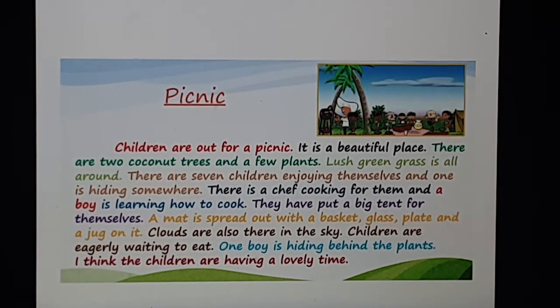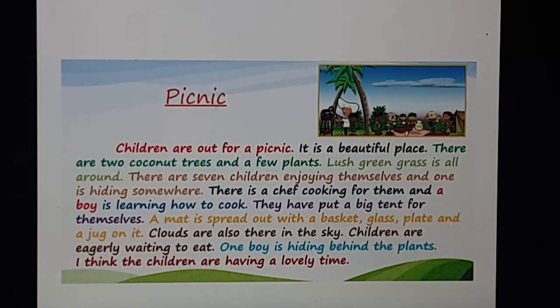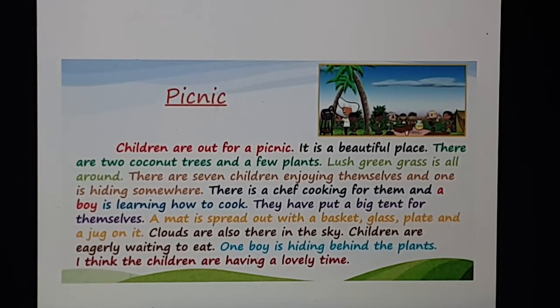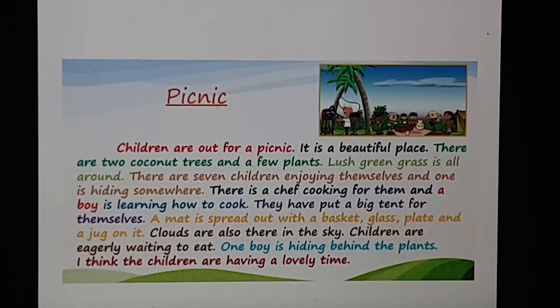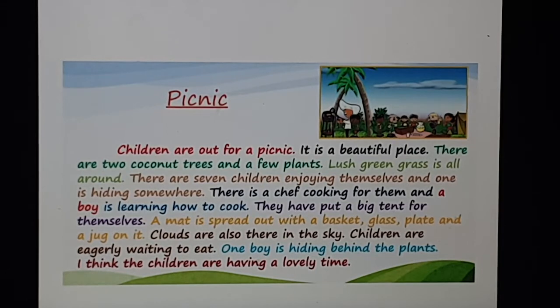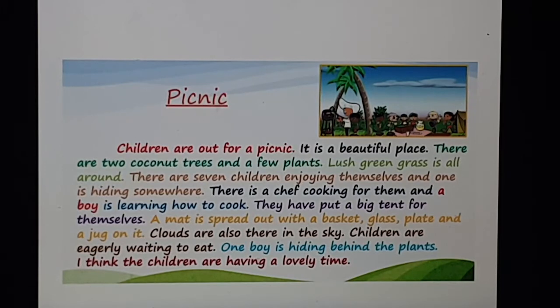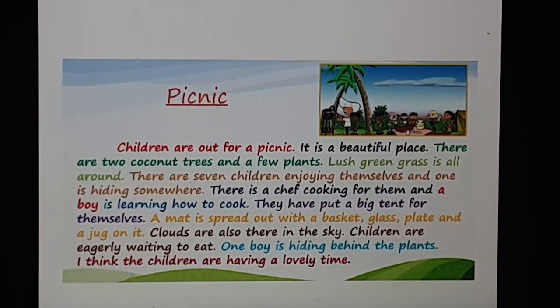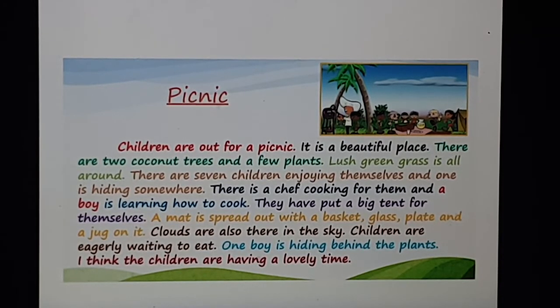There's a chef cooking for them, and a boy is learning how to cook. They have put a big tent for themselves. A mat is spread out with a basket, glass, plate, and a jug on it. Clouds are also there in the sky. Children are eagerly waiting to eat. One boy is hiding behind the plants. I think the children are having a lovely time. So, again, this is your observation. Rest is whatever you see in the picture. So, whatever you see in the picture, throw in some of your beautiful imagination and work on this picture composition.